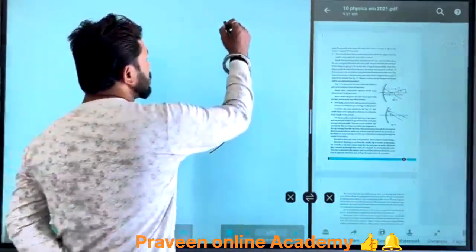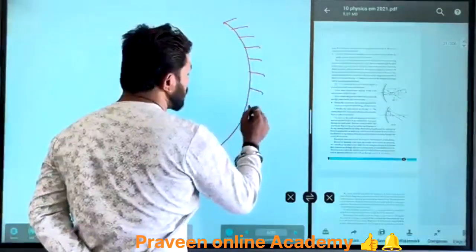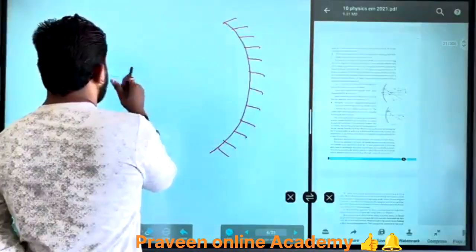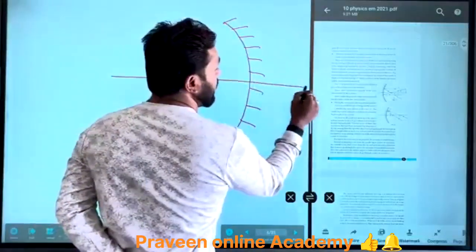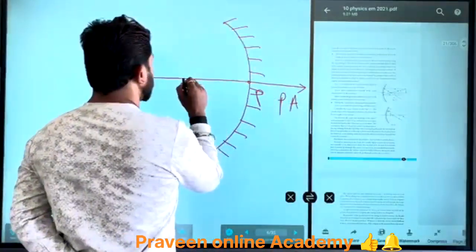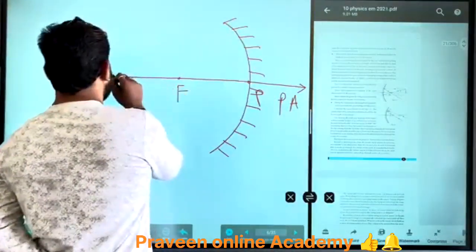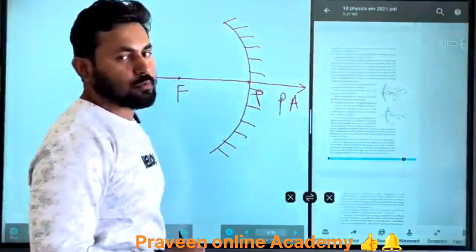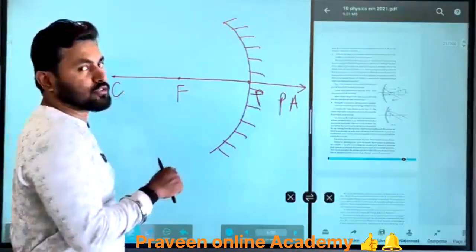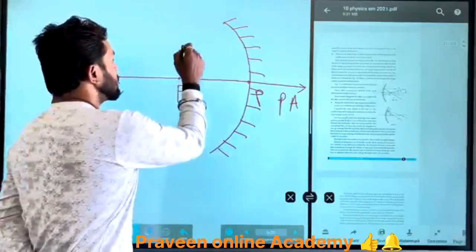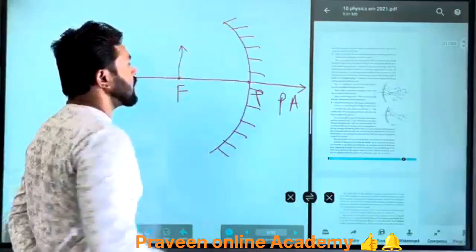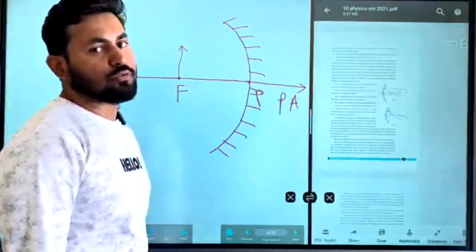So this is a concave mirror, polished from one end. This is the principal axis, pole, focus, center of curvature. Now the fourth case was our object between center of curvature and focus. Now we are coming closer to the pole. So over here my object will be here, that is on focus.